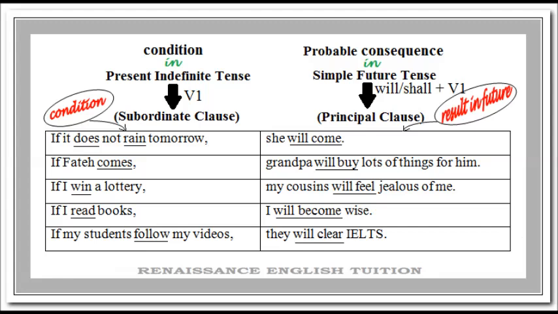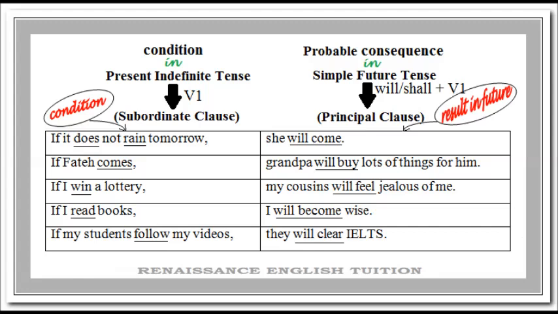If the condition in the subordinate clause is fulfilled, the result in the principal clause is possible to obtain. If it does not rain tomorrow, it is possible that she will come. If Fate comes, it is possible that Grandpa will buy lots of things for him. If I win a lottery, it is possible that my cousins will feel jealous of me. If I read books, it is possible that I will become wise. If my students follow my videos, it is possible that they will clear IELTS.